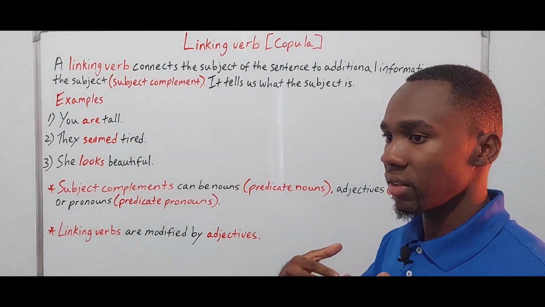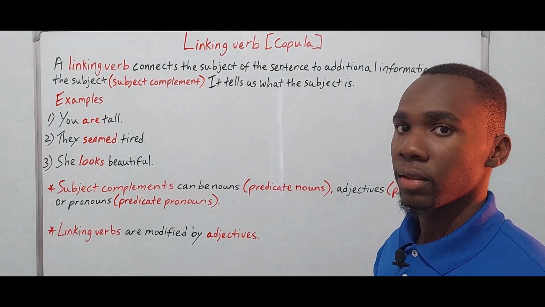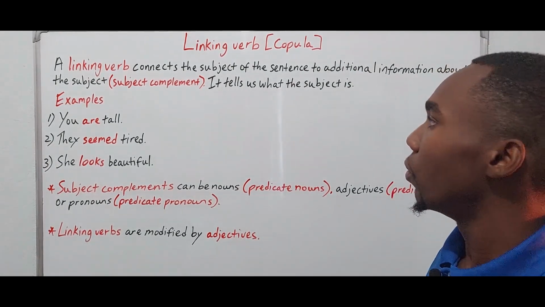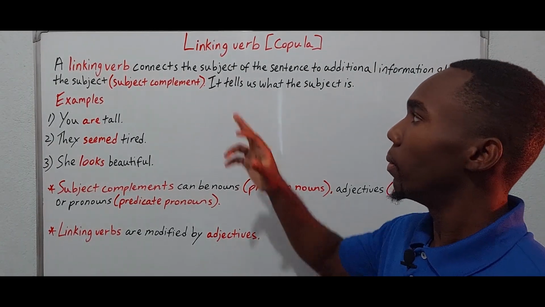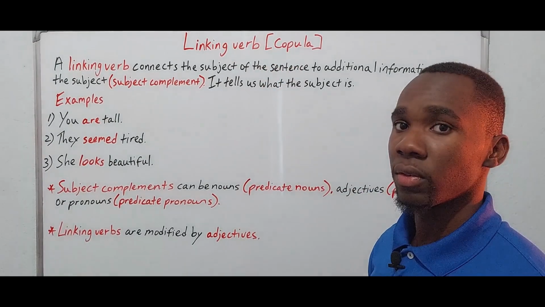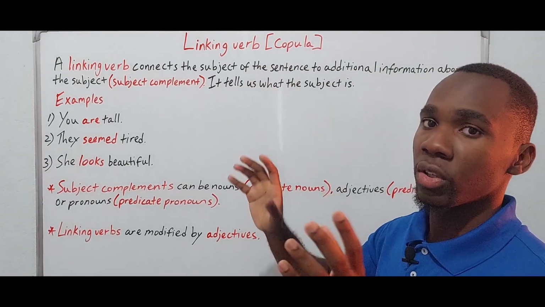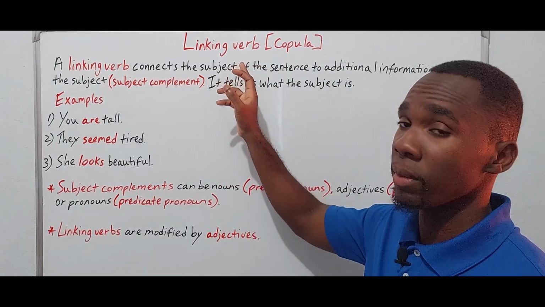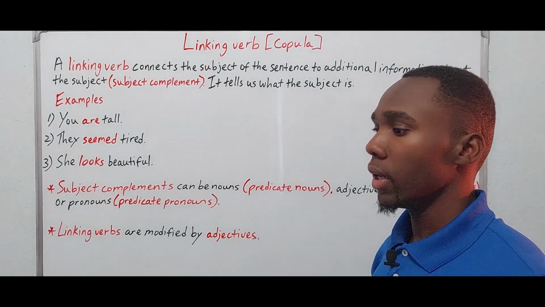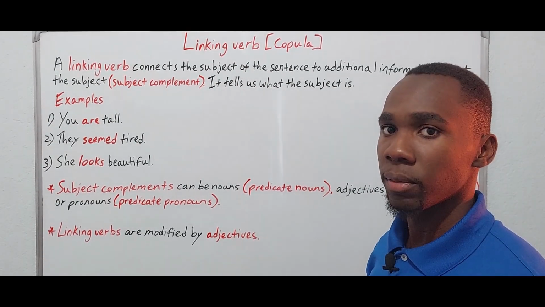So it provides additional information about the subject, right? Now, copula is a term that is used for linking verbs, right? So if you come across that term, that's just a broad term that is used for these types of verbs, linking verbs. And the verb to be is going to be the most common linking verb.